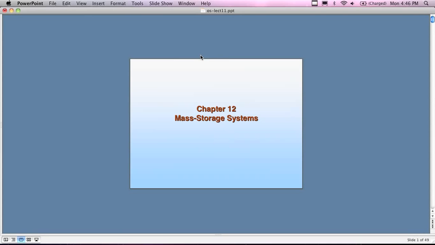So the megabyte, tape drives you don't have to worry about. So that is everything I ever wanted to know about mass storage systems.